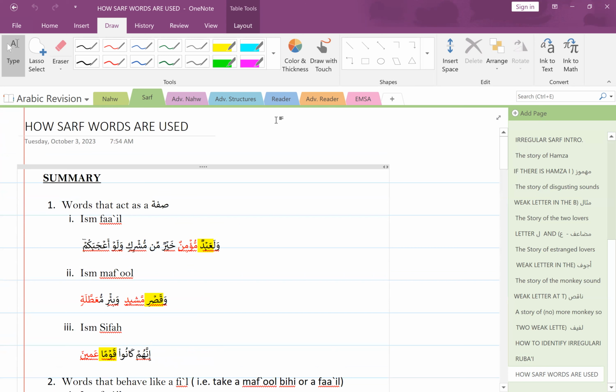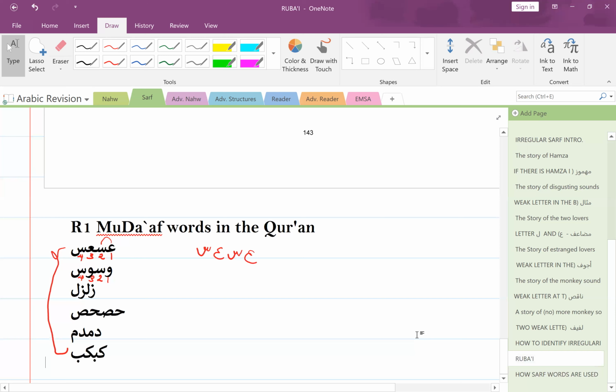So there is one more Rubaa'ii in the Quran. It's in Al Imran, ayah number 75.